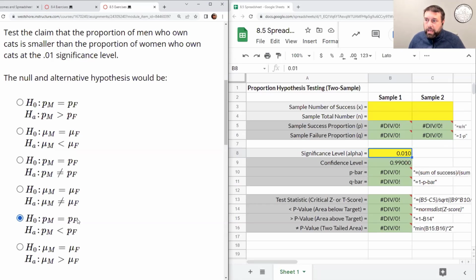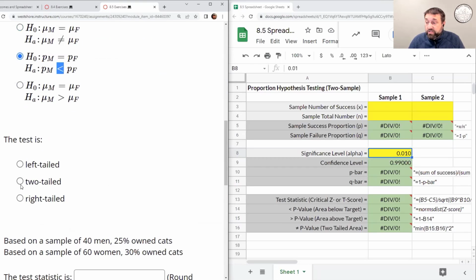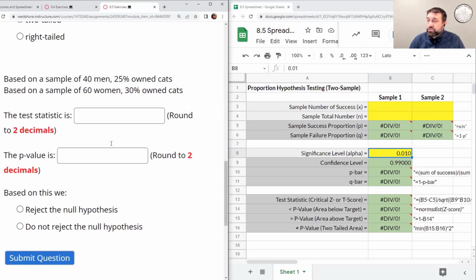That's the null. And our alternative is, no. We think that fewer men own cats, that the proportion of men is fewer than the proportion of women who own cats. And that's where the less than comes in right there. So this is the one that we want. They're equal in the null and they're less than in the alternative. Okay, looks good. Less than means this is left-tailed. There you go, done. That one's pretty easy too. And now here's the data.